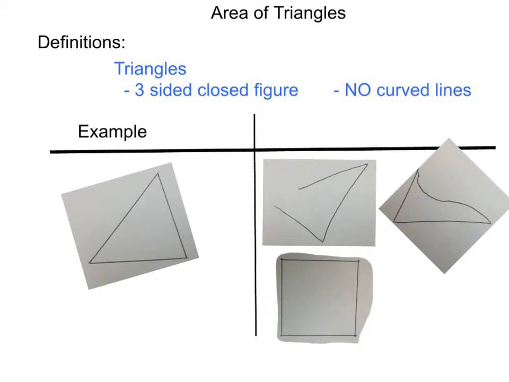And our final non-example of a triangle is shown here. It has four full sides, it's closed, and it has no curved lines. So the key word there is that it has four sides.